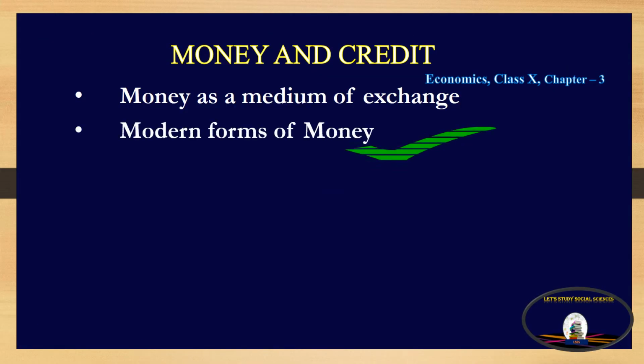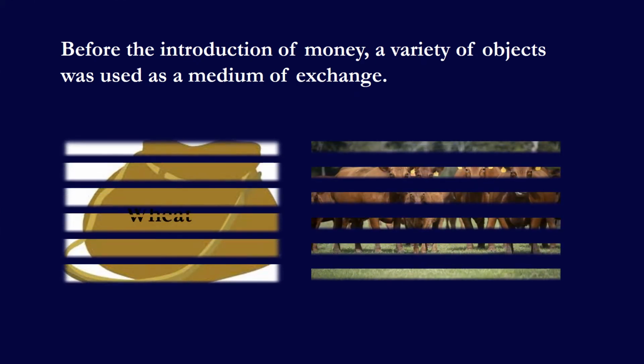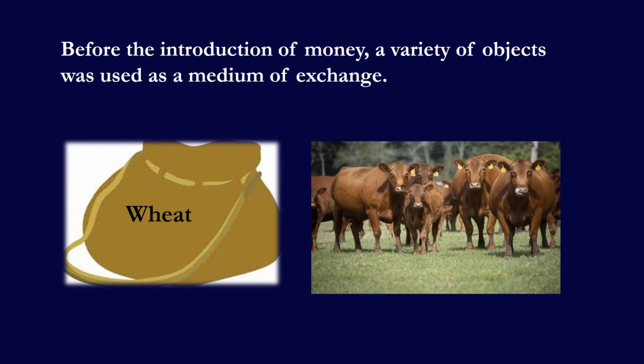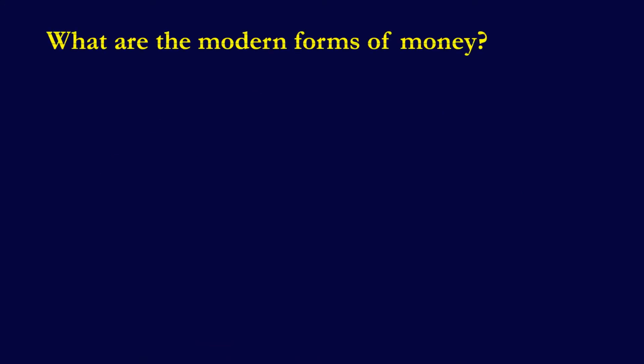Modern forms of money. We know that before the introduction of money, a variety of objects like grains and cattle were used as a medium of exchange. And thereafter came the use of metallic coins. These coins were made of precious metals like silver, gold, and copper. Today, money is used as a medium of exchange in different forms.